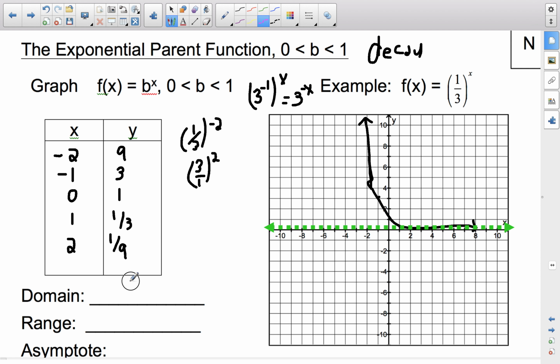So the domain of this is just like the last one. It's all reals. Let's fix that. All right, the range is y is greater than 0. And you have a horizontal asymptote at y equals 0. Okay, so when the base is less than 1, it's decay. When it's greater than 1, it's growth.